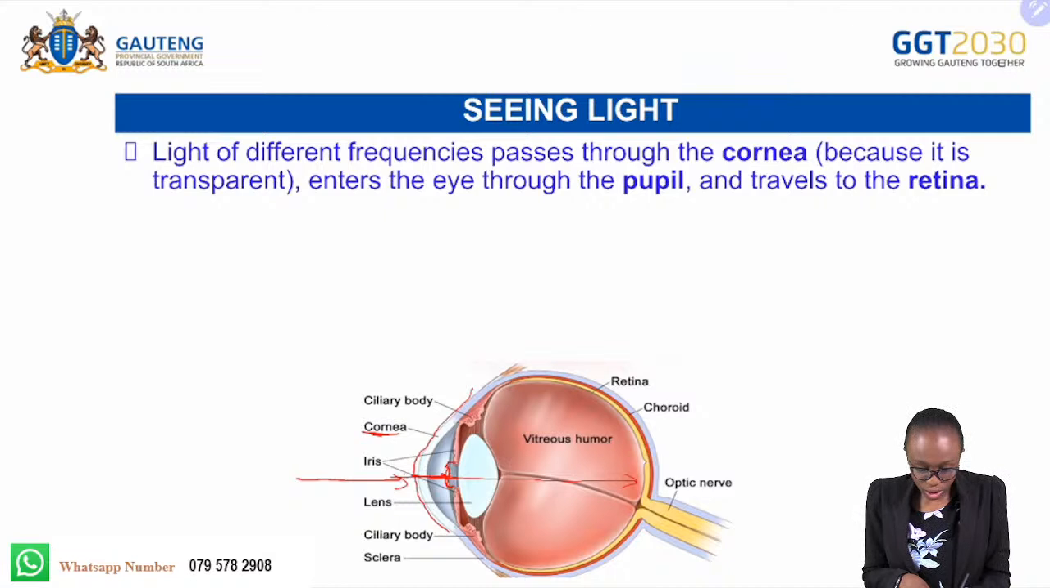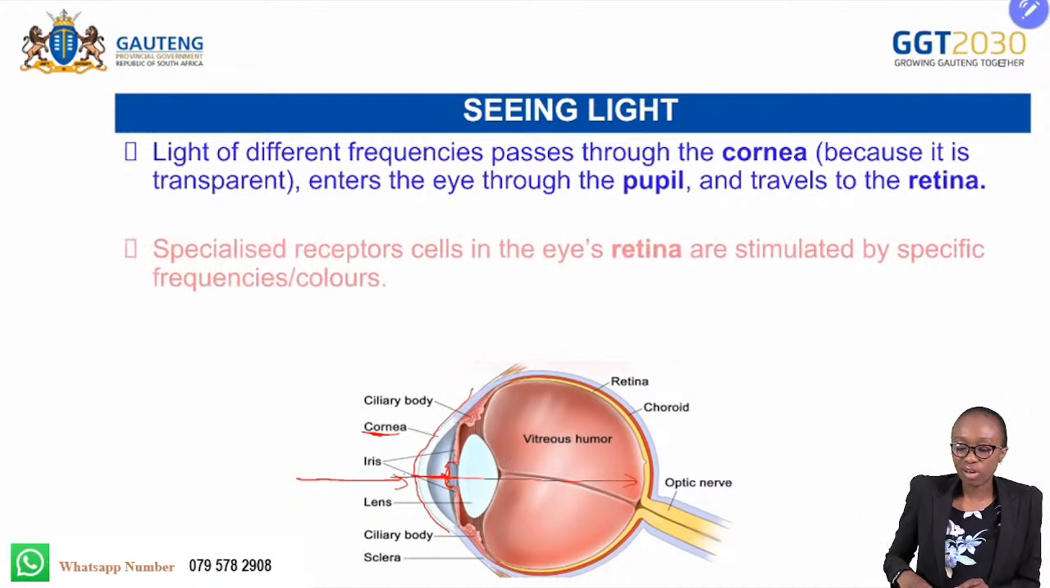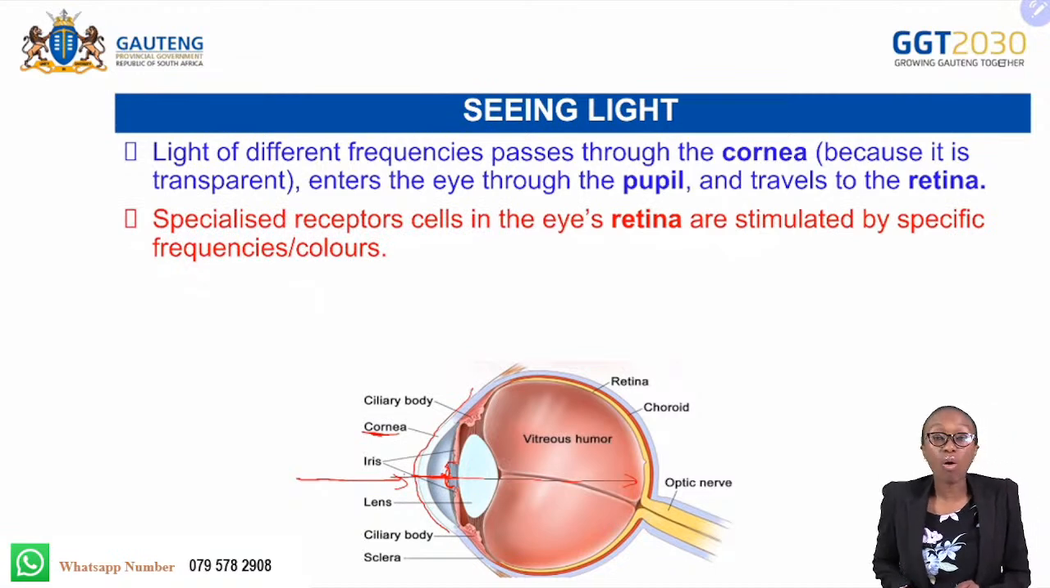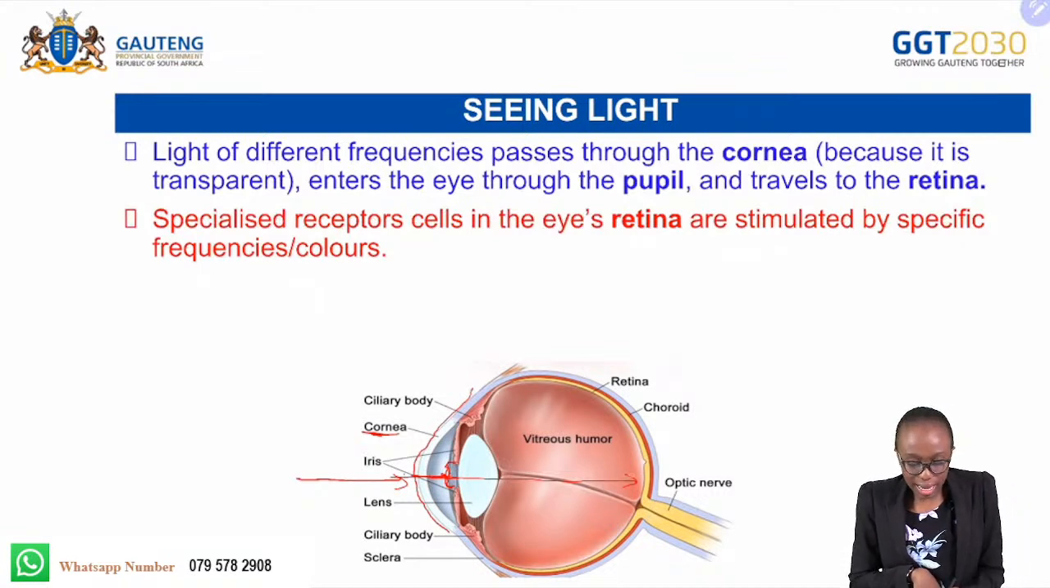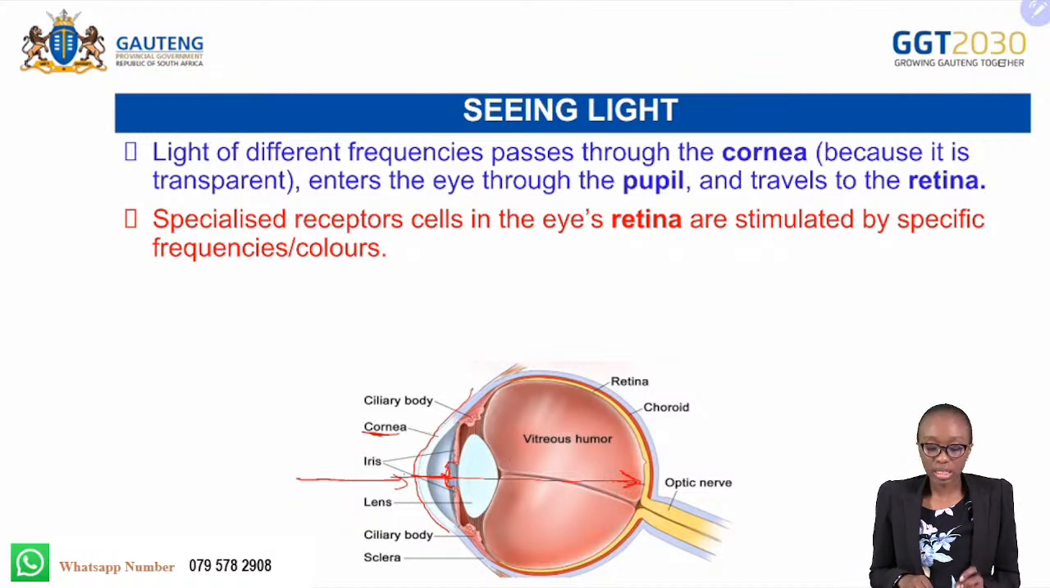This is the yellow surface there. That's the yellow surface. The retina is made up of light-sensitive cells. So these are called receptors. So these are specialized receptor cells in the eye's retina. So once the light hits the specialized cells of the retina, what's going to happen? Those specialized cells are going to be stimulated. They are stimulated by the specific frequencies or colors.